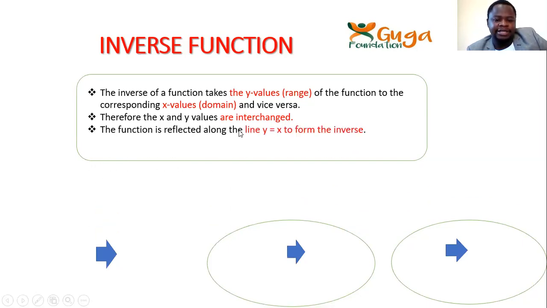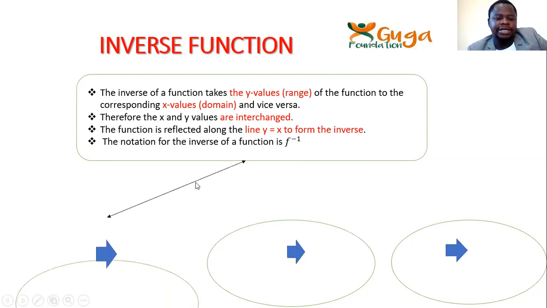A function is reflected along the line y equals x to give the inverse. So we reflect along the line y equals x. The notation for the inverse of a function is f to the power negative 1, to say that it's the inverse.